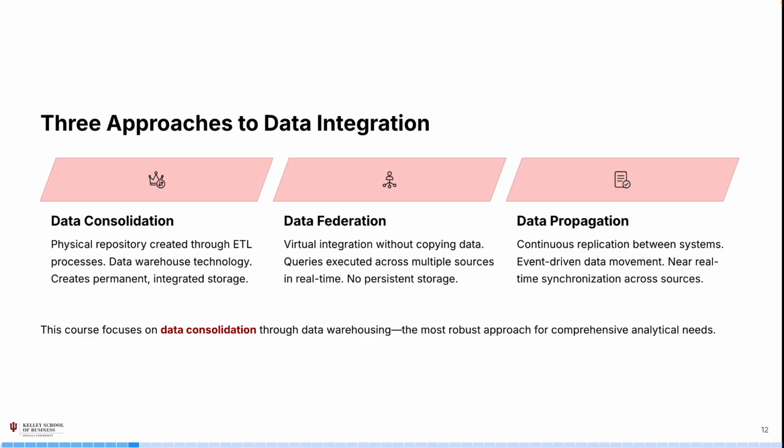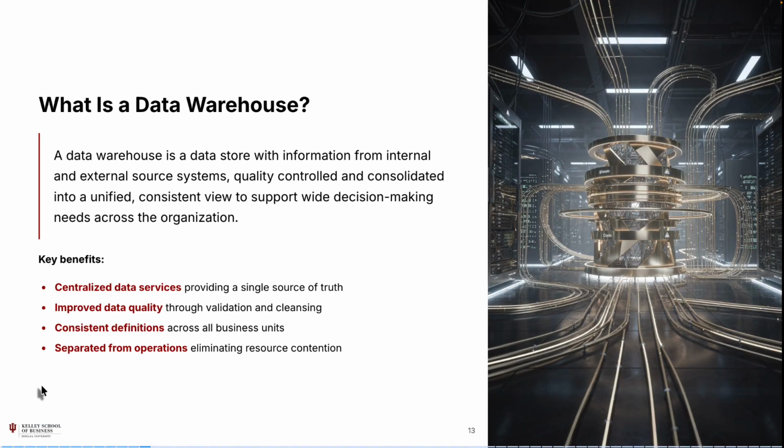Previously in this class, we also talked about different approaches to data integration. More specifically, we have data consolidation, data federation, and data propagation. Data warehousing focuses on the first one, data consolidation. Here we extract data from multiple sources, transform it, and load it into a central warehouse. This creates a single source of truth, and it is the most structured approach and allows us to do comprehensive historical analysis. What is a data warehouse?